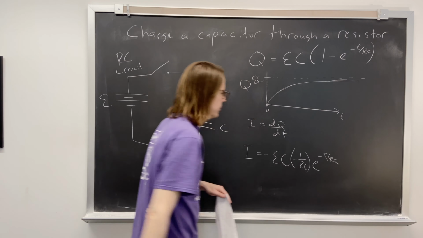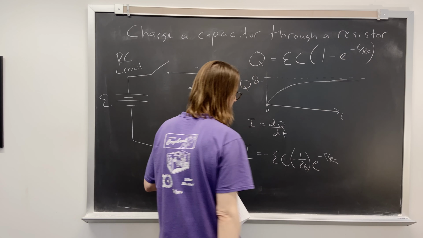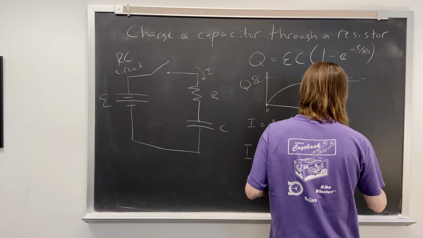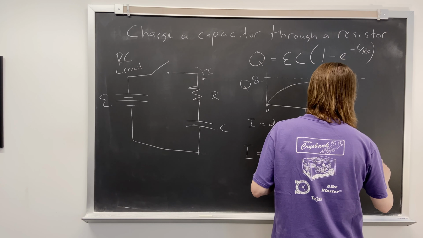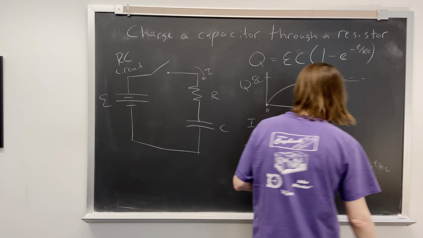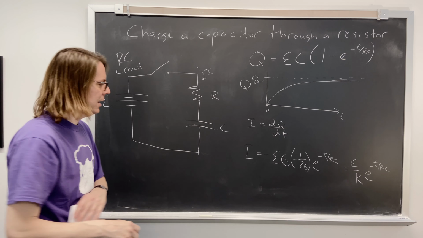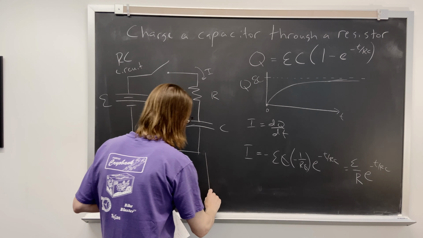Right, so we can simplify that a bit. The two negatives cancel, the capacitors cancel, and you get I equals the EMF over R, e to the minus t over RC. So you get exponential decay. So I'll plot that a little smaller.